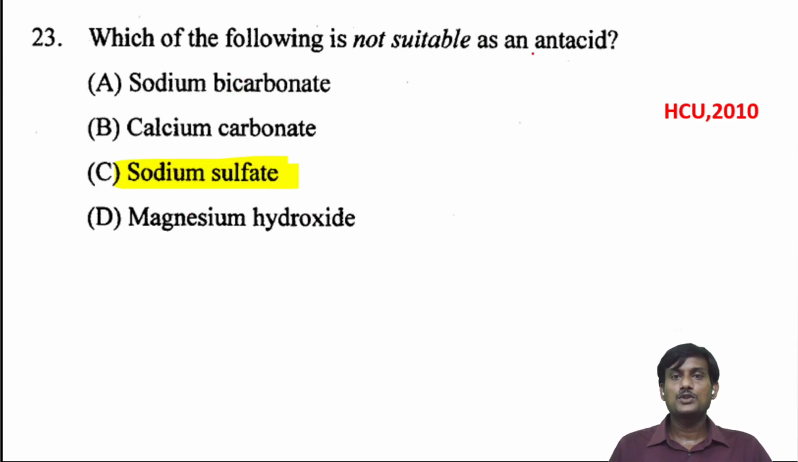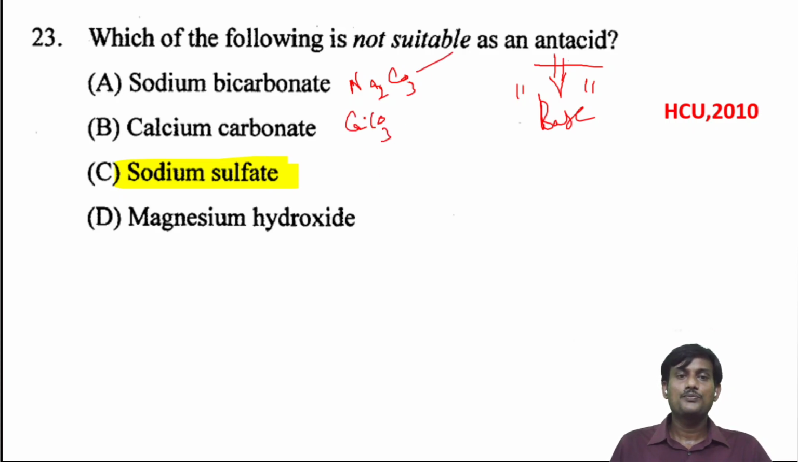Which of the following is not suitable as an antacid? The antacid should be a base. The salt should be basic when you dissolve it in water. Sodium bicarbonate, when you dissolve it, is a salt of a strong base and weak acid. Calcium carbonate is also a salt of a strong base and weak acid.